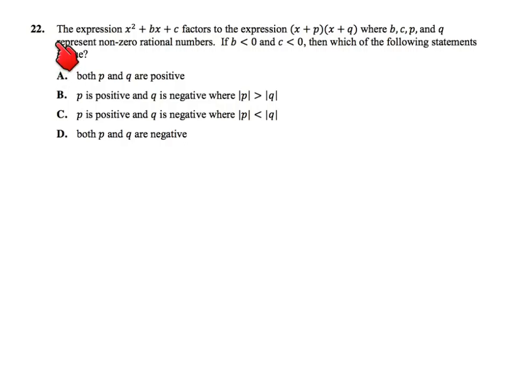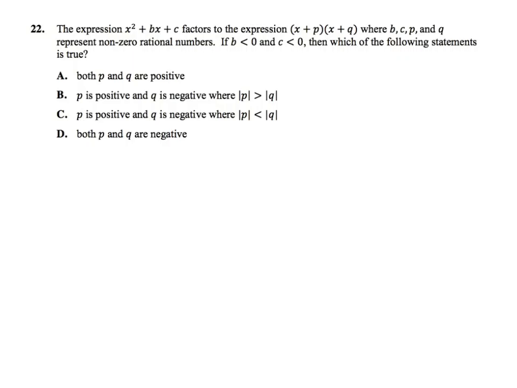We'll see. The expression x squared plus bx plus c. So we're just given a general expression. Factors to the expression x plus p times x plus q. Okay, so they're giving us this p and q to kind of think about, where b, c, p, and q represent non-zero rational numbers. So there's no funny stuff here. They're just normal numbers. All right.